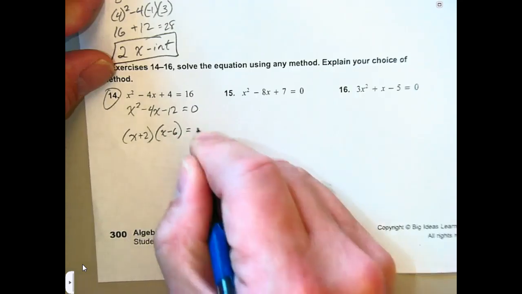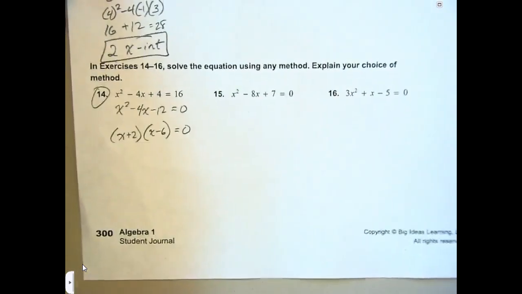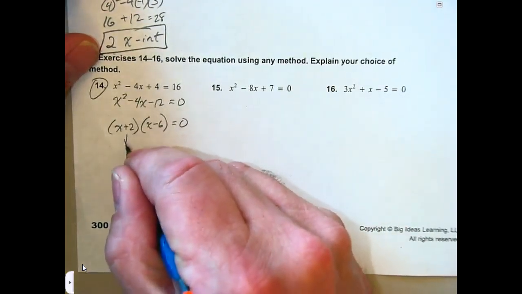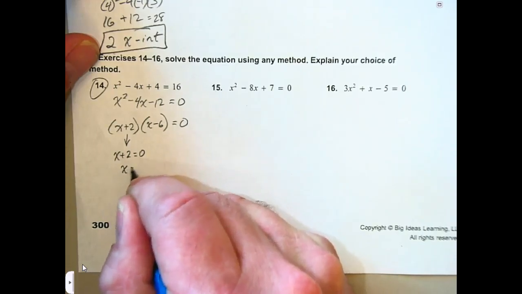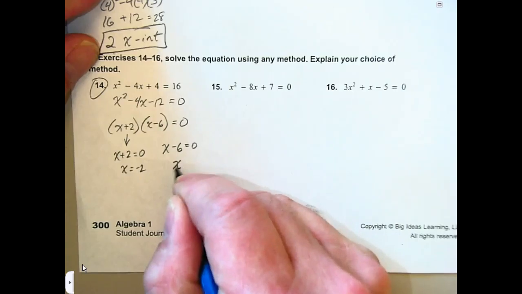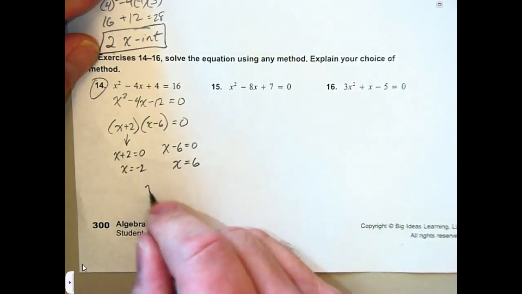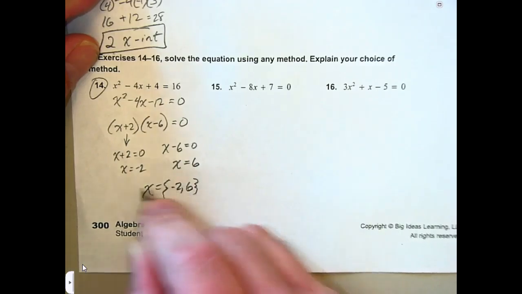It is negative 6 and positive 2, as Kai is proclaiming. Way to proclaim it. That means x plus 2 equals 0, so x is equal to negative 2. And x minus 6 equals 0, so x is equal to 6. No matter what method you use, you should get the same answer.